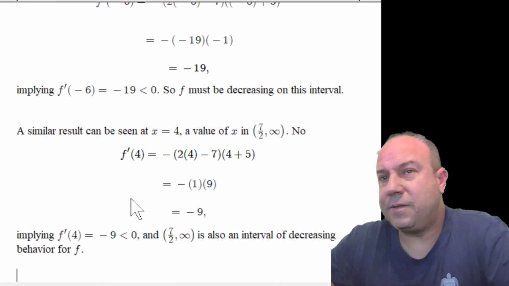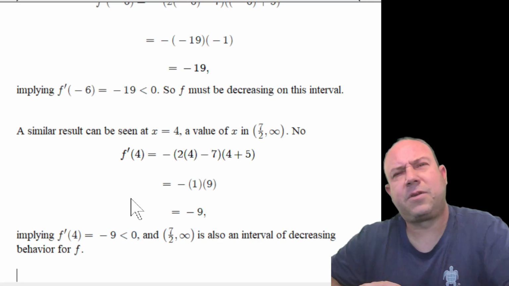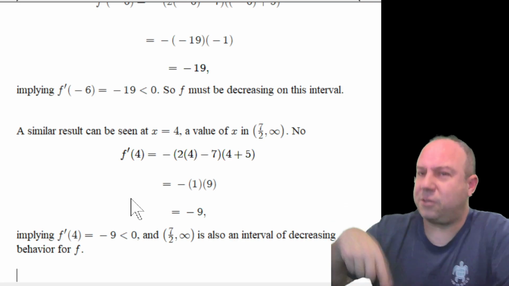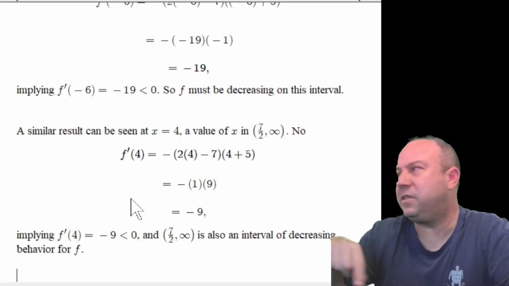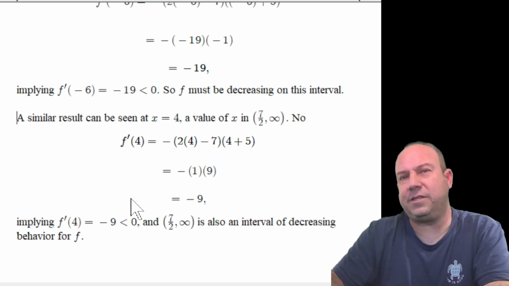All right, instead of 0, 4 works the same. You can see you have a negative times, sorry, that's also where we're decreasing. So that is, again, we see that negative 9. So that gives us another interval of decreasing.